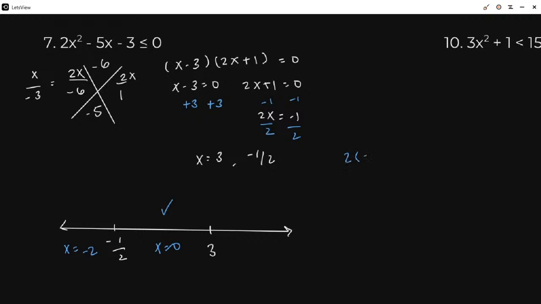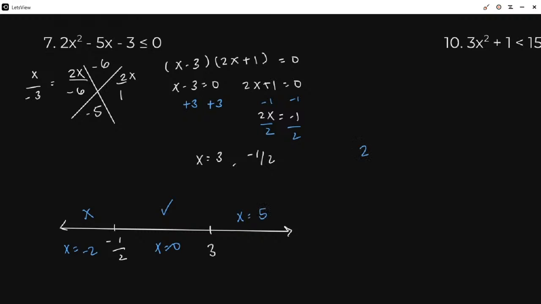So that would be 2 times negative 2 squared minus 5 times negative 2 minus 3. So that's 2 times 4 plus 10 minus 3. So that's 8 plus 10 minus 3 is less than or equal to 0, which is not true. So that means this doesn't work. Okay, then for the last part, I would plug in x equals 5.